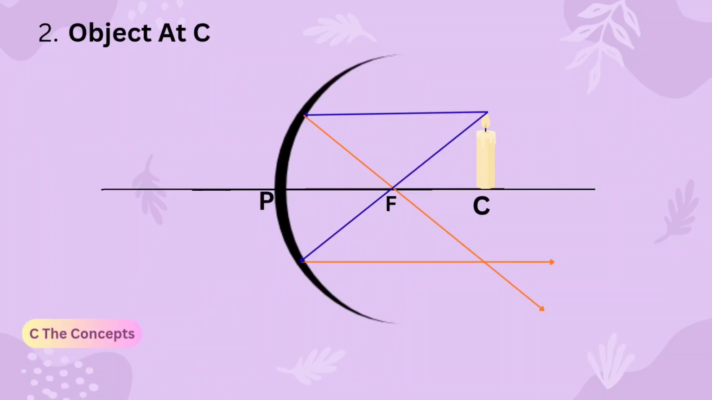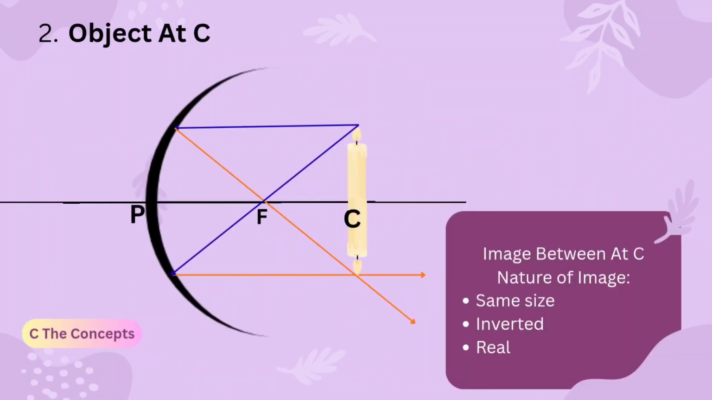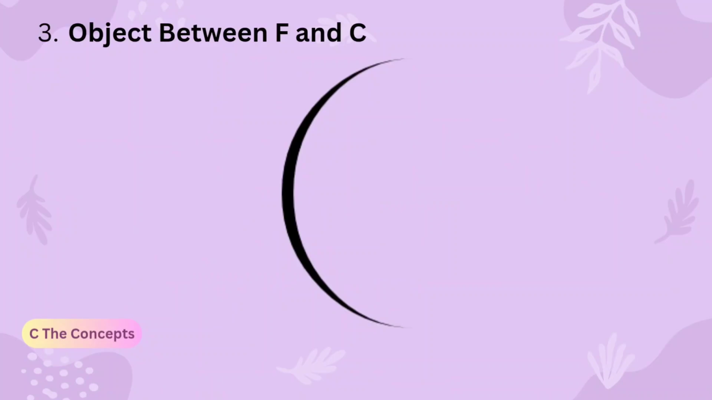The point where both the light rays are meeting is the image point. The image so formed is at center of curvature itself, and the nature of the image is same size, inverted and real.